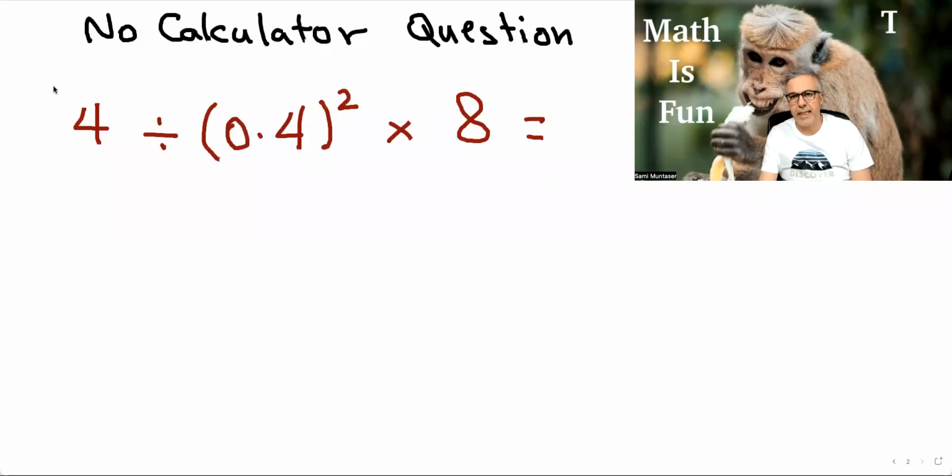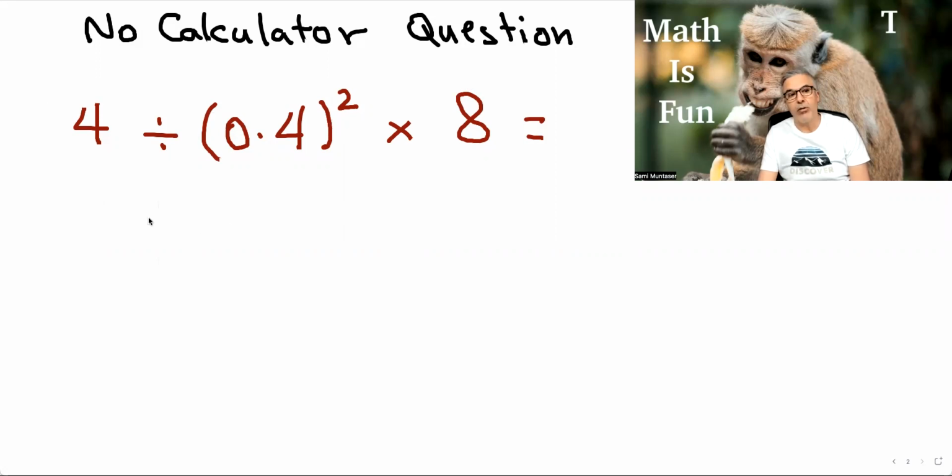So here's a question. It says no calculator is allowed, or no calculator question. And I'm doing this. So what should I do? Should I just go square the 0.4 and find out what that is and do long division with 4 divided by whatever that is? I don't recommend that. Definitely I don't recommend that.